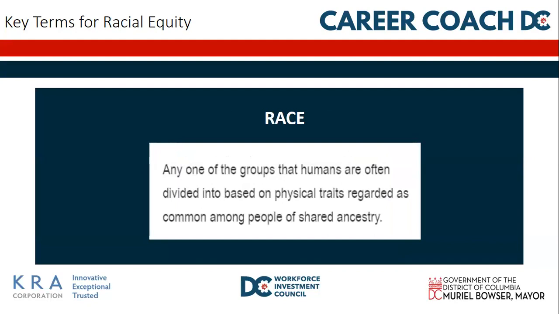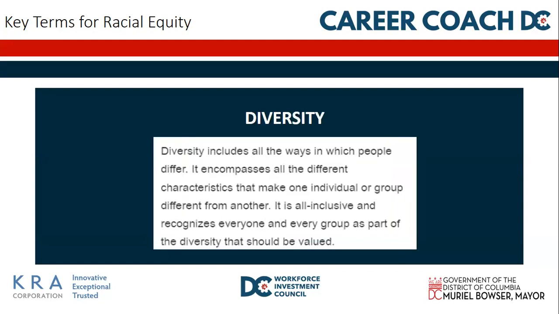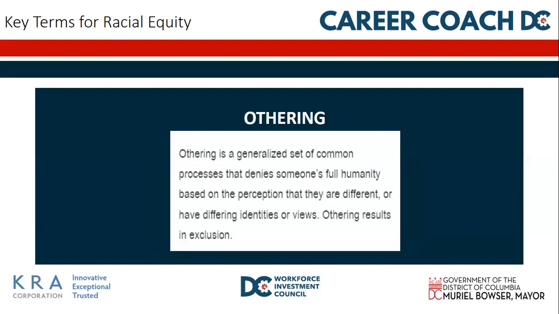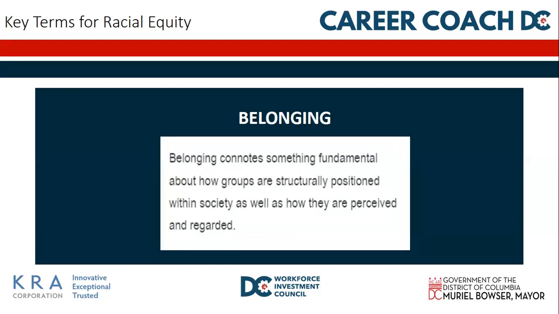Race. This is a group of people with shared ancestry. Diversity. This includes ways in which people differ. As diversity talks about how people differ, inclusion is about ensuring everyone is involved regardless of individual characteristics. Othering is when people are excluded based on a perception that they are different. Belonging is about acceptance without individual characteristics being considered.